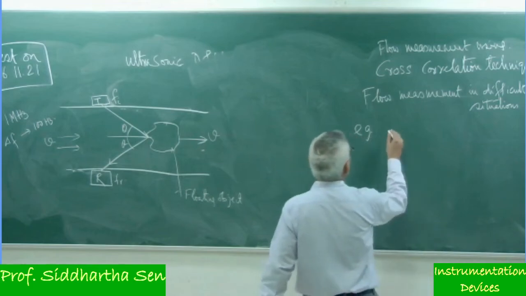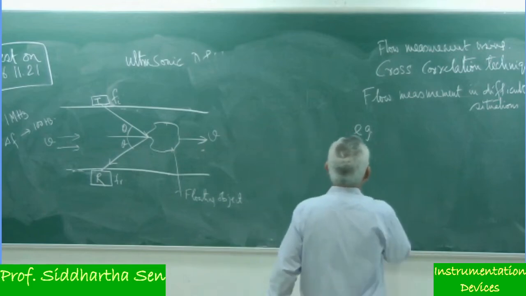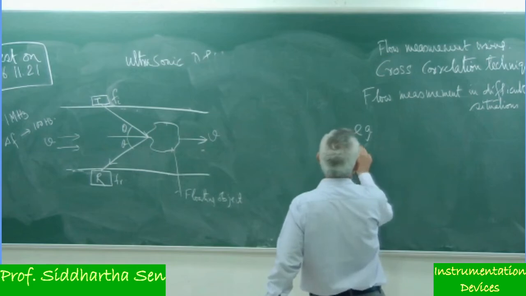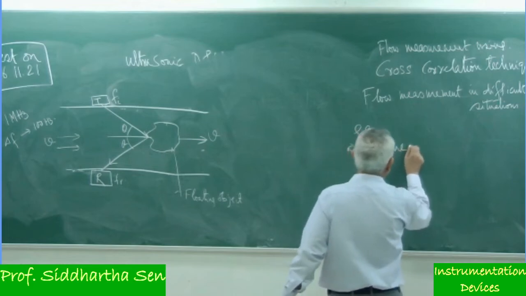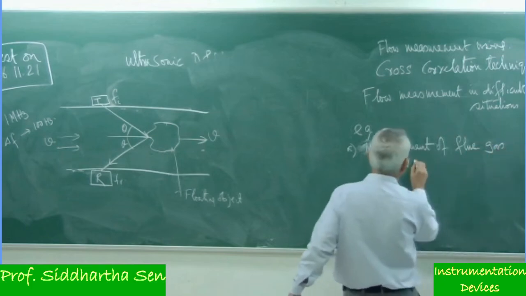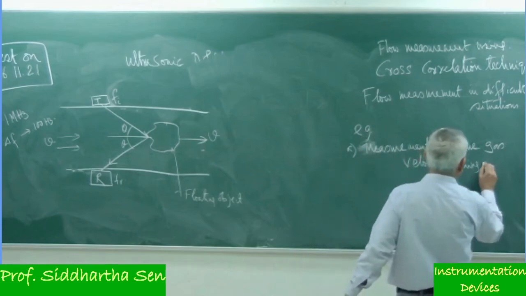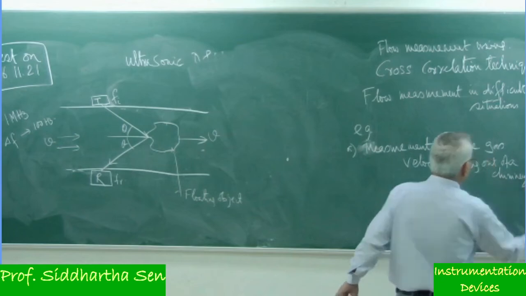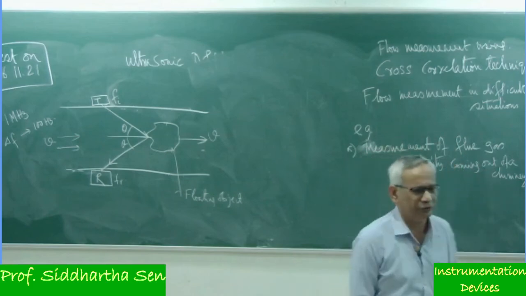Basically, when we want to measure from a distance, what are the typical cases there? One is the measurement of flue gas velocity coming out of a chimney.